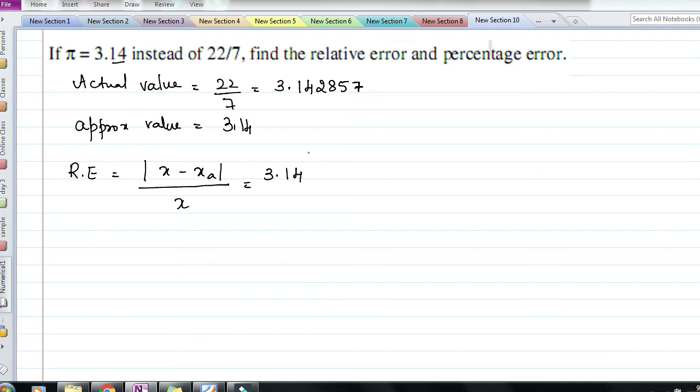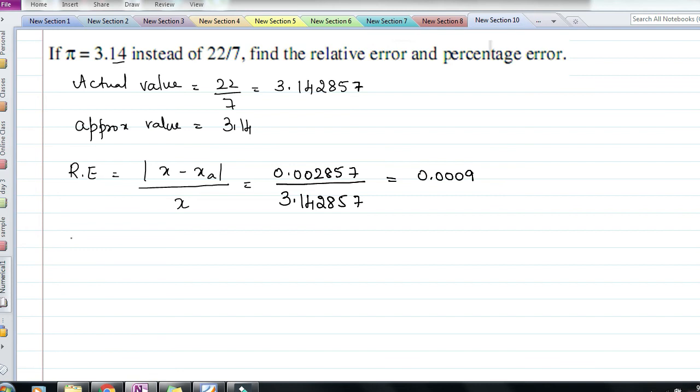So I will take the difference between these two. So the difference is 0.002857. I have directly written the difference divided by the actual value, 3.142857. So if you calculate, you will get approximately 0.0009. So this is relative error.